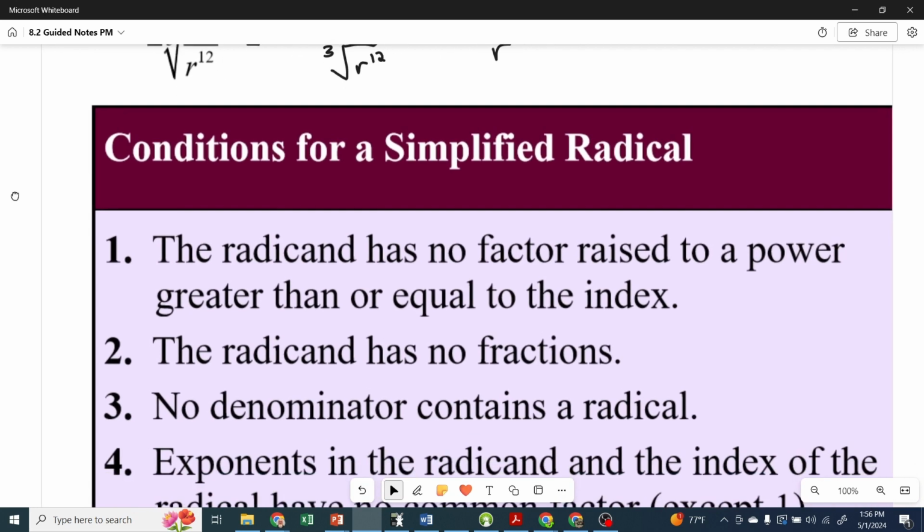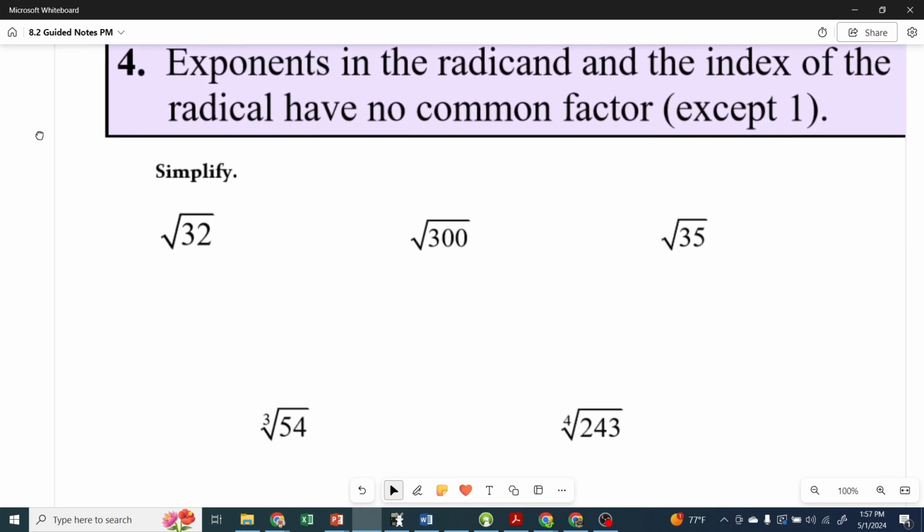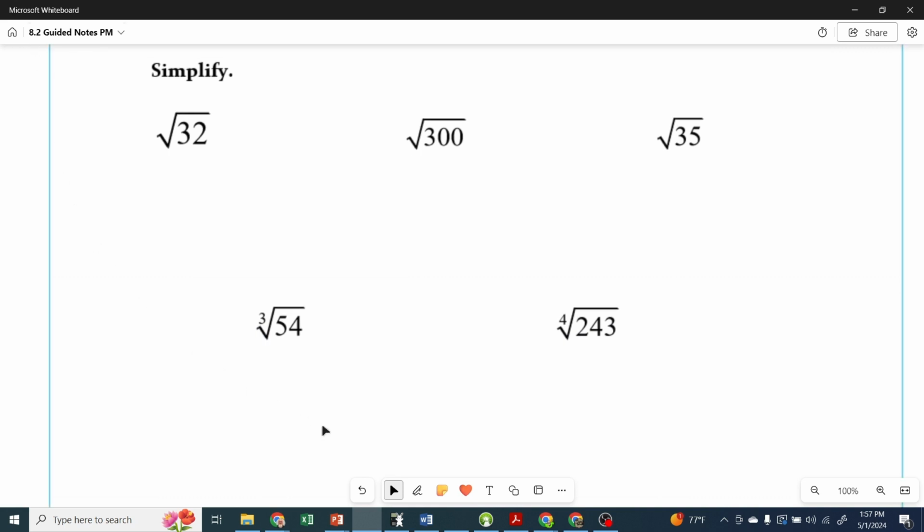So the conditions for a simplified radical are: the radicand has no factor raised to a power greater than or equal to the index. The radicand has no fractions. No denominator contains a radical. And exponents in the radicand and the index of the radical have no common factors. Okay, so we're going to take these and work on these.